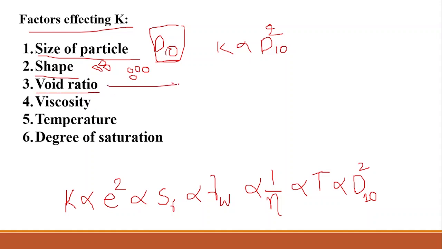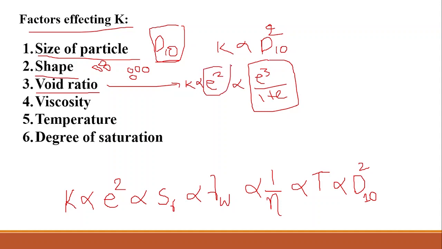Next, third point, that is void ratio. In some books you can find K is directly proportional to e square, and in some books it is directly proportional to e cube by 1 plus e. Whichever you can remember is no problem; you can apply this in solving problems also. But the important one is K is directly proportional to e cube by 1 plus e. You can find it in many books. If you are not getting the answer, then try K directly proportional to e square.